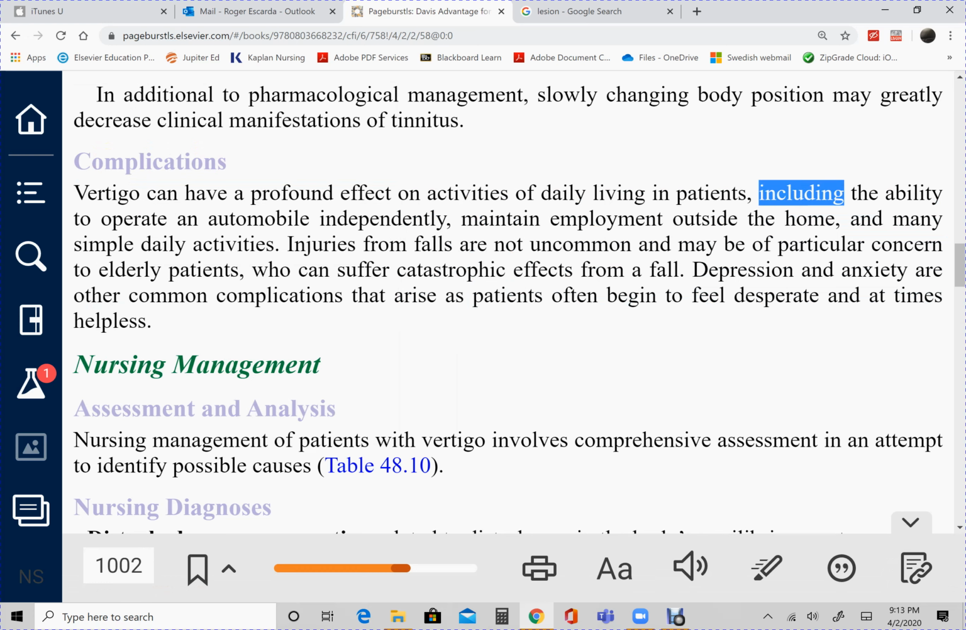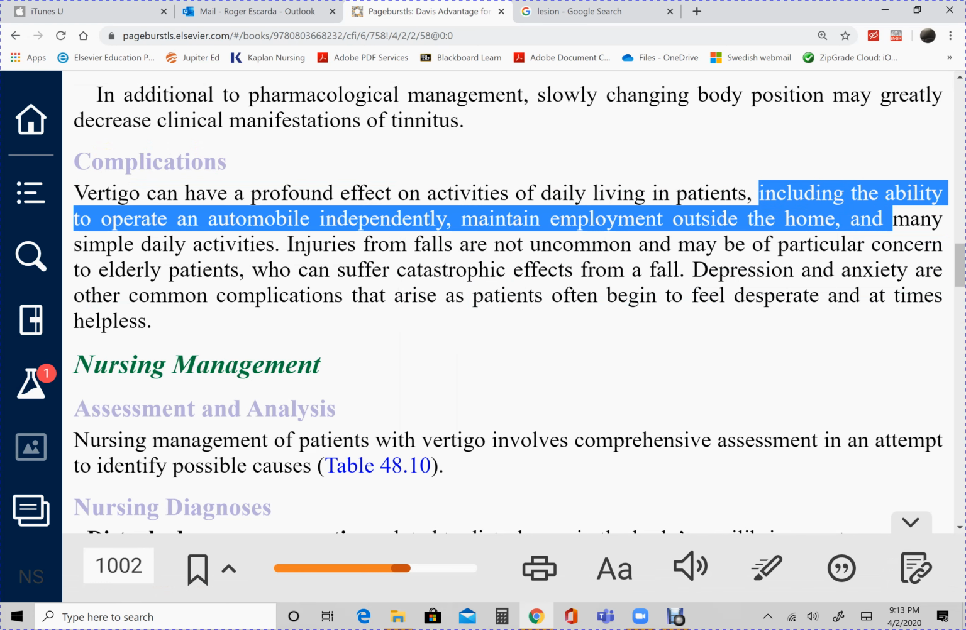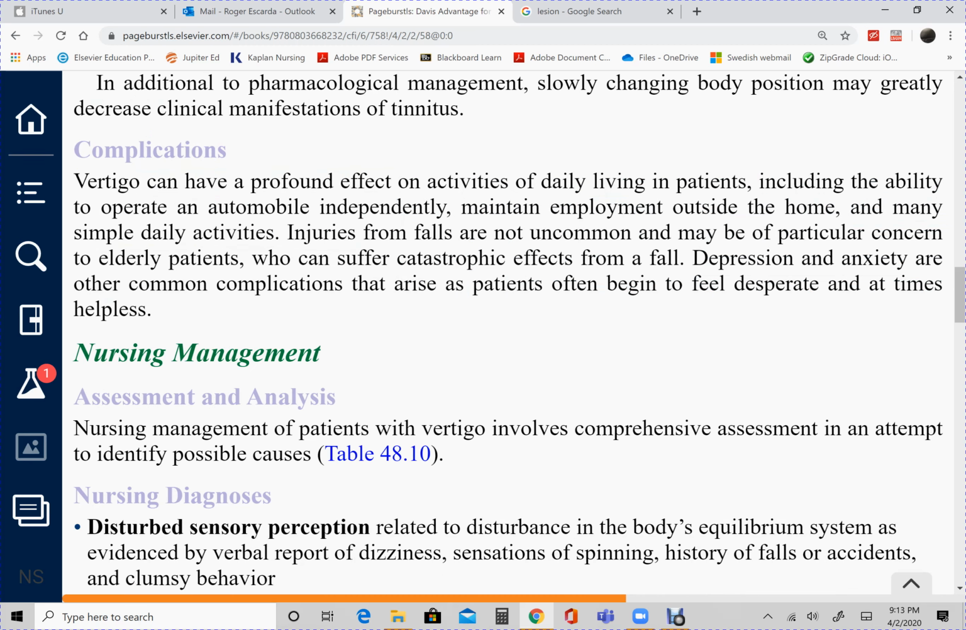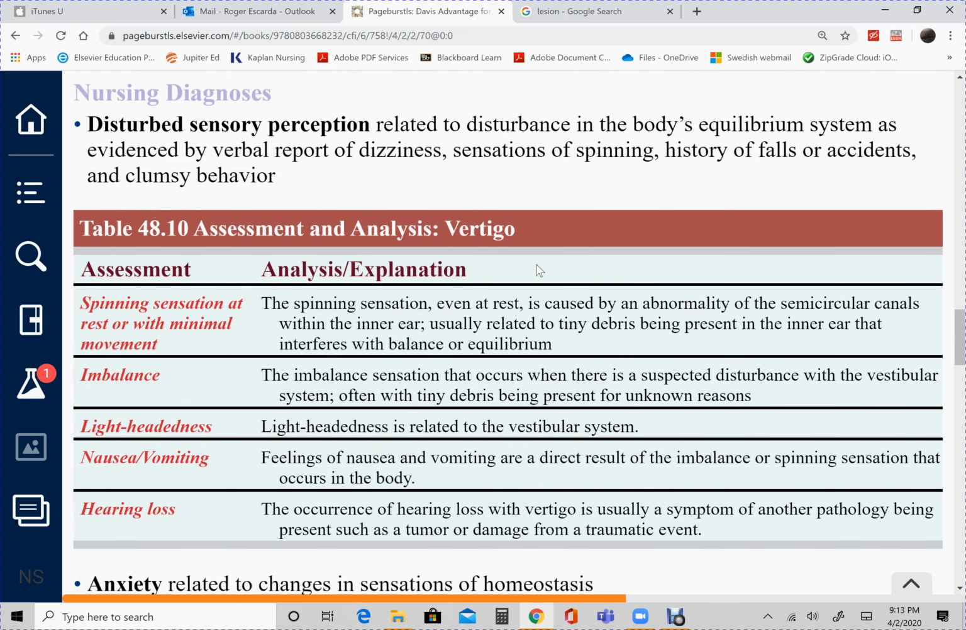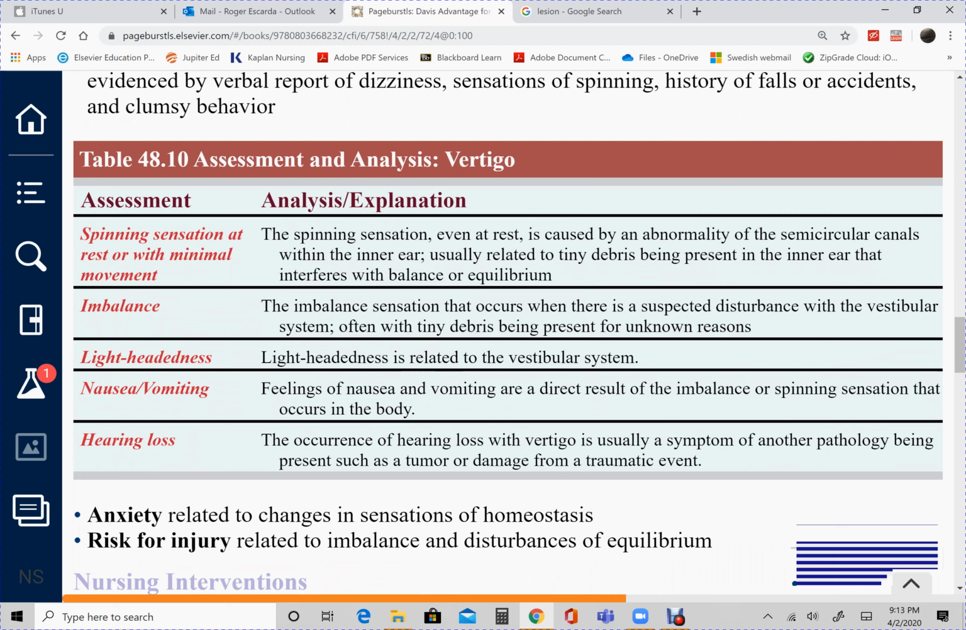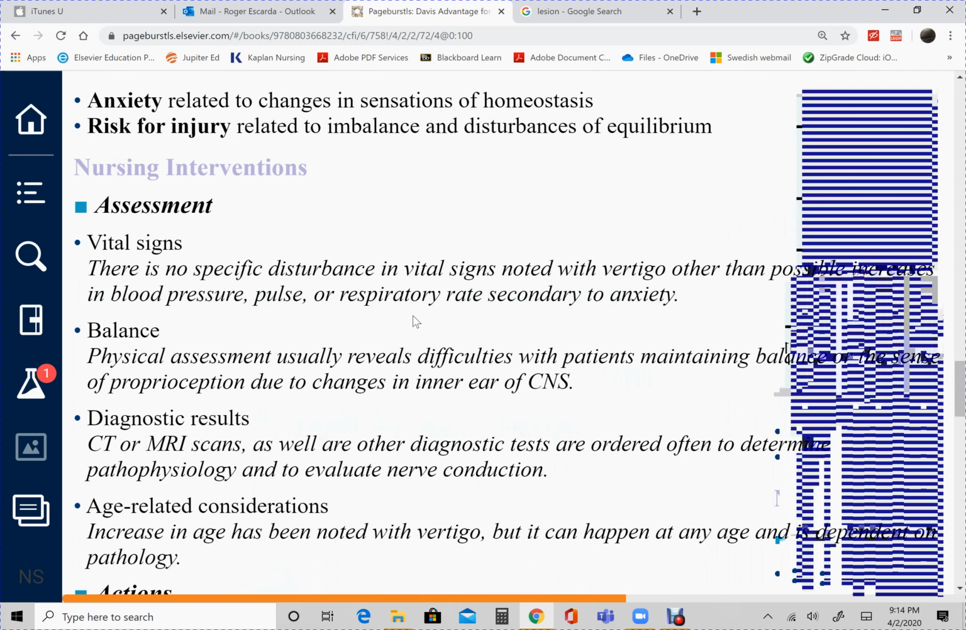Here, because you can't do these anymore. You can't drive. You can't go to work, right? So this is what I mean by you will be on disability, unfortunately. And here are the explanations for your signs and symptoms.